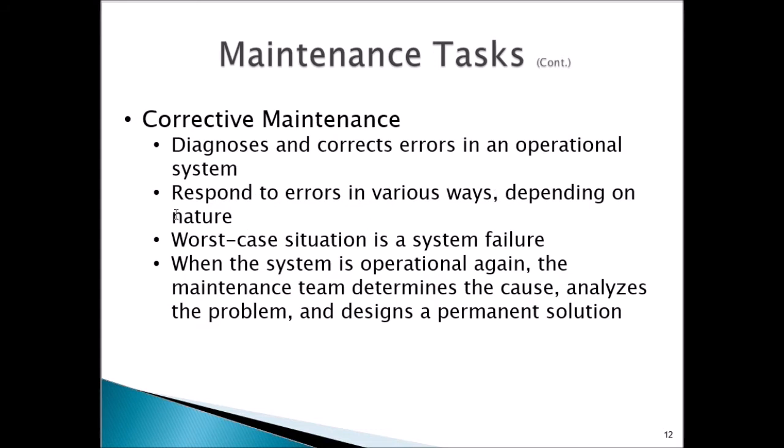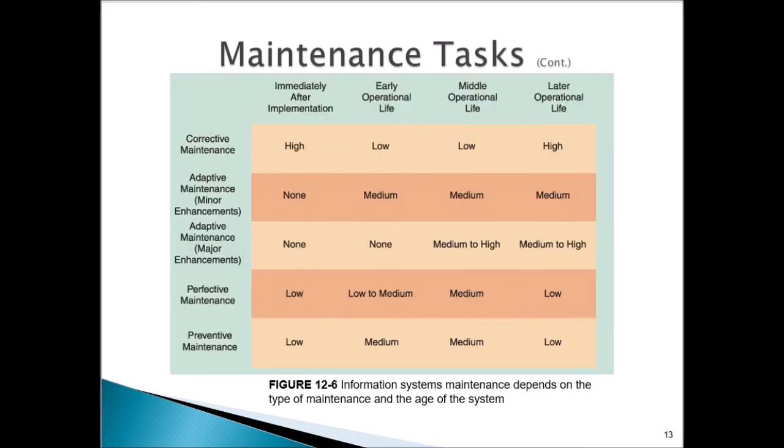So here we've kind of gone through the different situations. We've mentioned that it diagnoses and corrects errors in an operational system, responds to errors in various ways depending on the nature. So the worst case scenario is a system failure. A lot of times a bad piece of code will fill up a file system, or it'll corrupt the data so badly that it can't be used. The first thing in corrective maintenance is to keep the system up and going, but you always want to diagnose the reasons behind the issues.